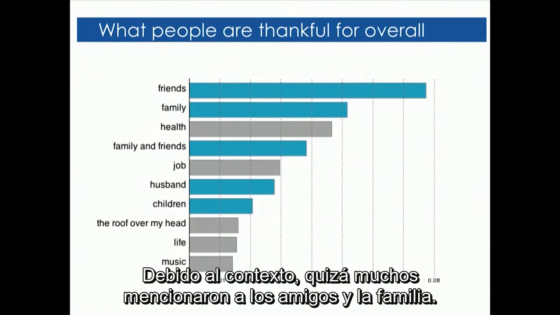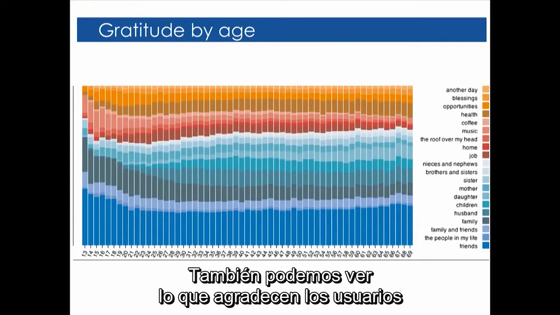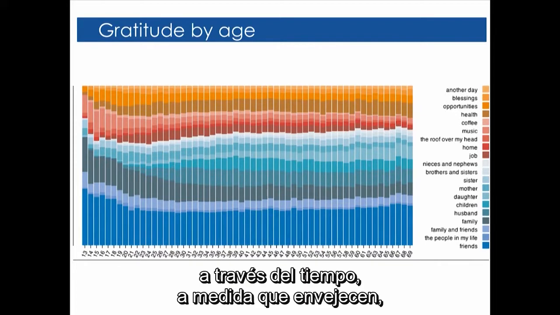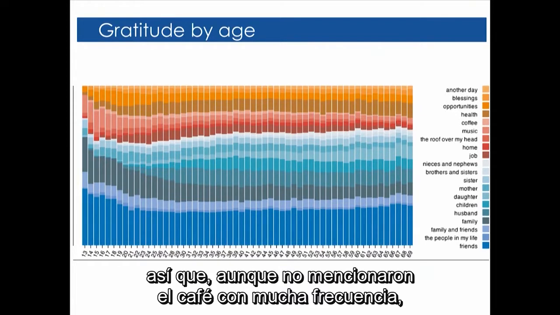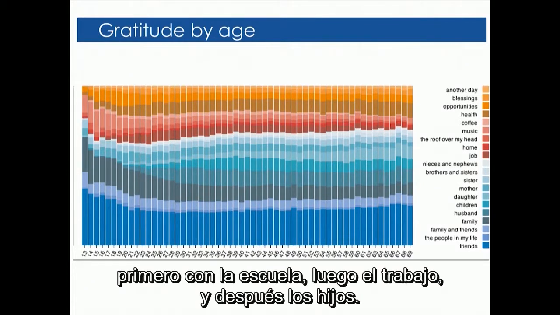And perhaps because of the context, a lot of people mention friends and family. Others will mention being grateful for their health or having a job. We can also look at what people are grateful for over time as they age. So even though coffee is a relatively infrequently mentioned item, the ages at which it is mentioned tends to correlate with first school and then job and then kids.